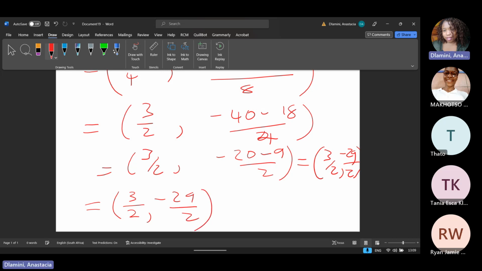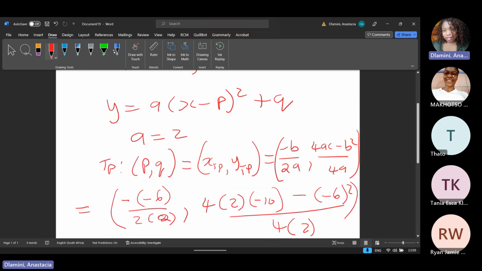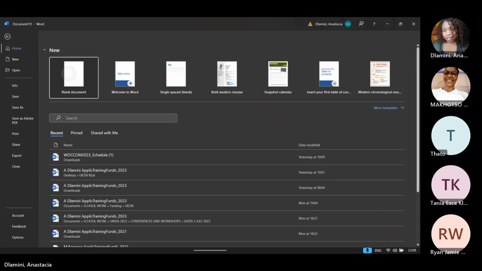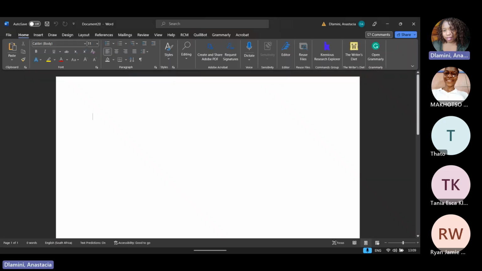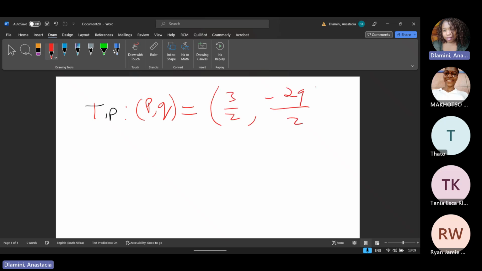Do you see that? So now I found the turning point. So I go to my original one. So I found that the TP, the coordinates of the turning point PQ, is equal to, in this case, 3 over 2, minus 29 over 2.